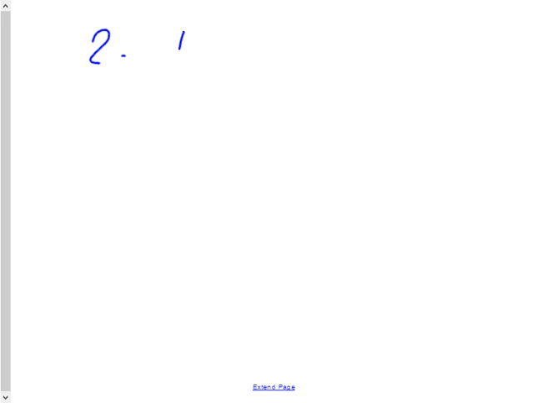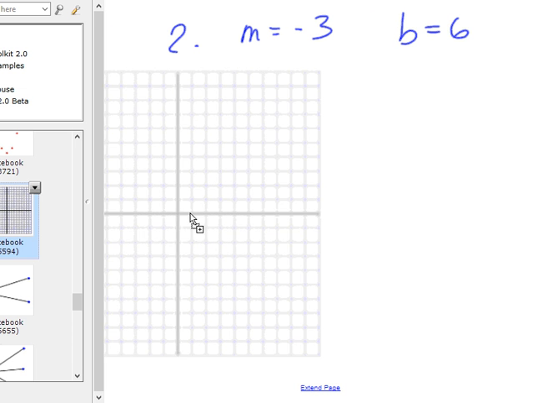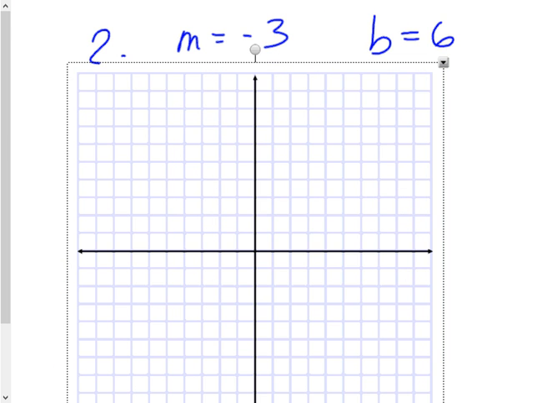M equals -3, b equals 6. B, 2, 3, 4, 5, 6.